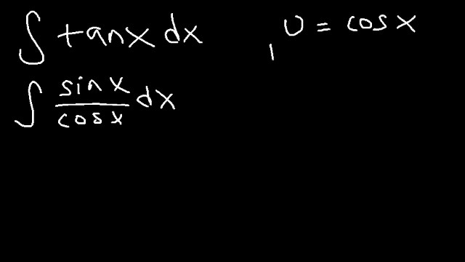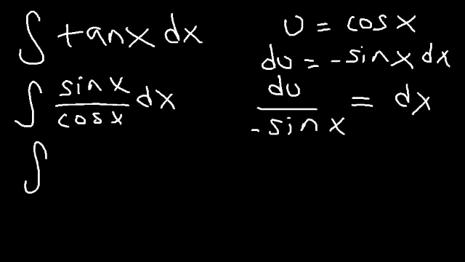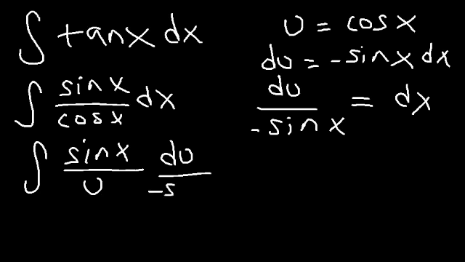If we do that, the derivative of cosine is going to be negative sine. And if we solve for dx, it's going to be du divided by negative sine. Notice that the sine variable will cancel. So let's replace cosine with the u variable, and let's replace dx with du divided by negative sine. So the expression that we now have is the antiderivative of negative 1 over u.